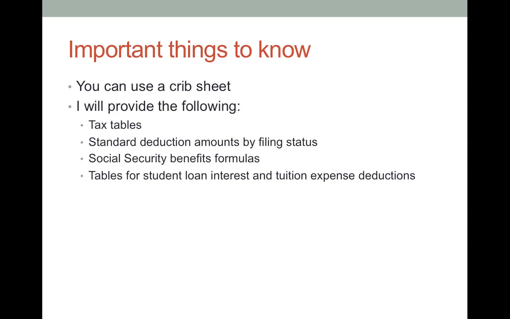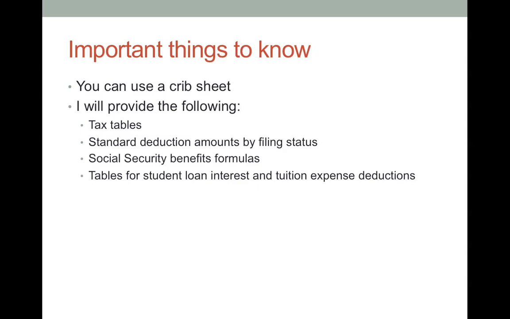I'm going to provide the formulas for calculating taxable Social Security, so you don't need to worry about squeezing in those formulas on your crib sheet. You'll get that information with the exam. I'll also provide, as I said during class, the tables for the student loan interest and tuition expense deductions. Those tables were embedded in your class notes, and I'll copy and paste that information onto a packet of information that I'll give you with your exam. So that's the information that I'll provide.